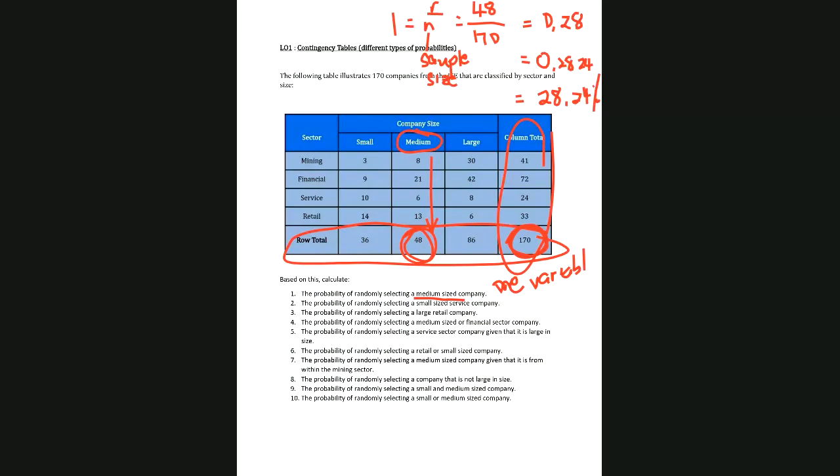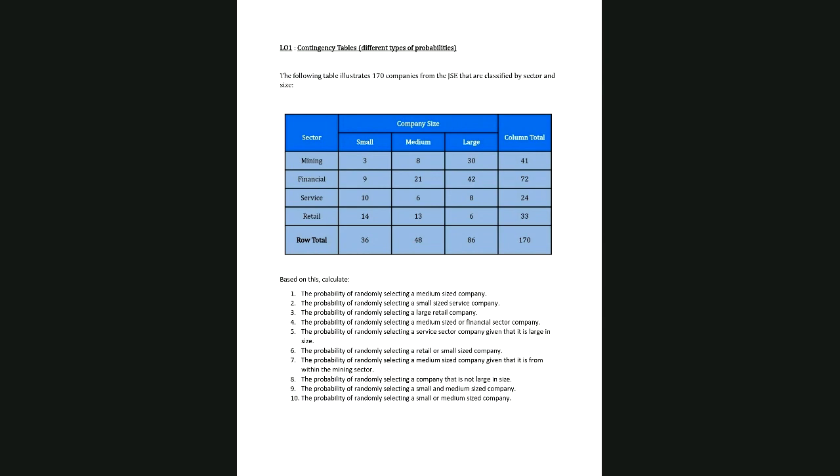Then the second question says the probability of randomly selecting a small-sized service company. So here we're looking at 2 variables, small-sized, so we know the size of the company, and we also know that the company belongs to the service sector. So here, when we're looking at 2 variables, as mentioned, we look at everything except for the total row and the total column. So I'm going to go ahead and clear the scene. So it's basically everything within this block.